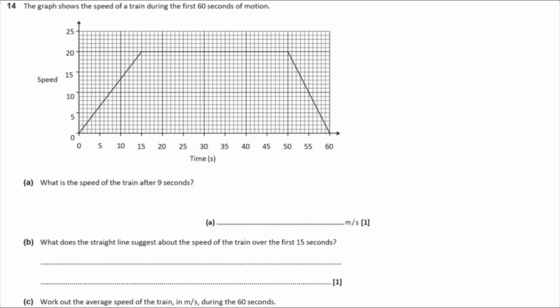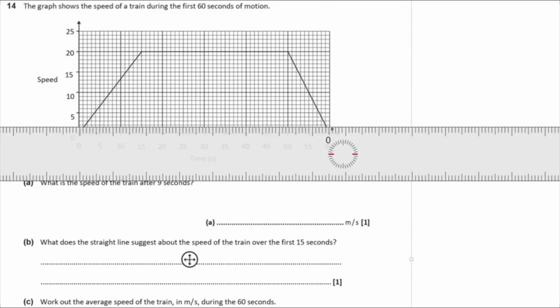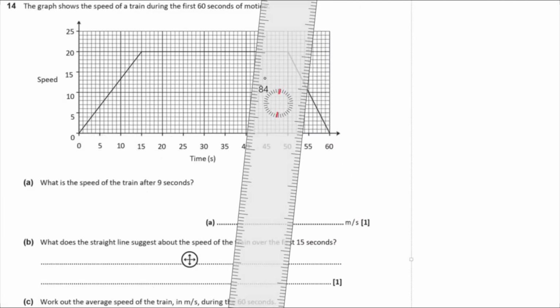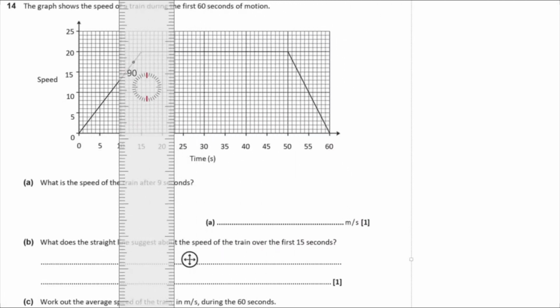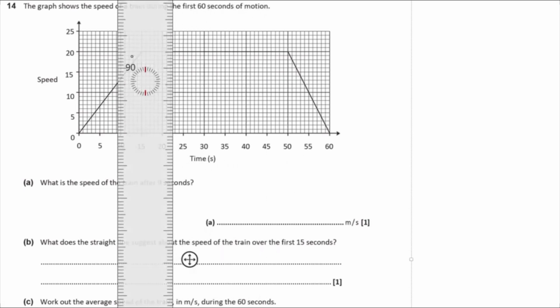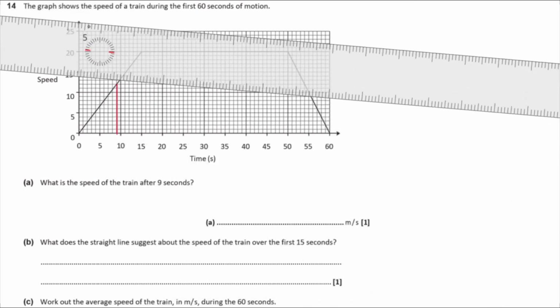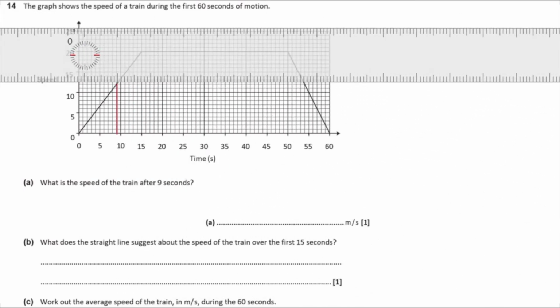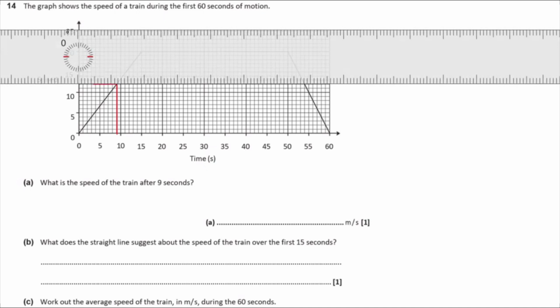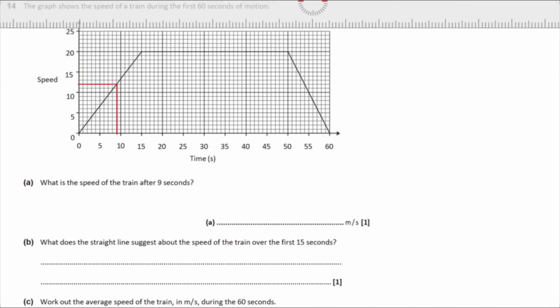Question 14. The graph shows the speed of a train during the first 60 seconds of motion. What is the speed of the train after 9 seconds? Well, if we find 9 seconds on our scale and read up, we should then be able to read across and find the speed at that time, which is that 12? Looks to be like 12 to me. So it's going 12 meters per second at that point.